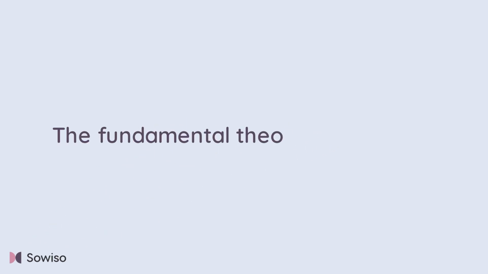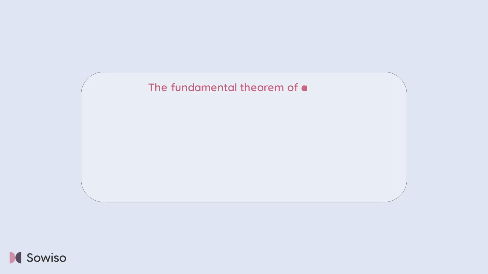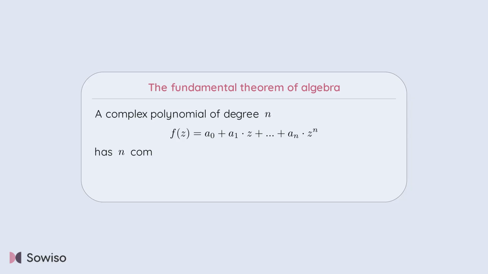In this video, we will use the fundamental theorem of algebra to factorize a cubic polynomial given one of its roots. The fundamental theorem of algebra states that a complex polynomial of degree n has n complex roots such that f of z can be factorized as a_n times the product of z minus the first root times z minus the second root up to z minus the nth root.